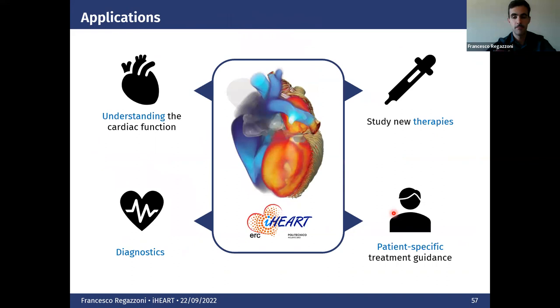So in summary, the iHeart model can be useful for four different applications. The first one is that of basic research, so understanding the cardiac function. It can be used to study new therapies. And then, in a patient-specific way, to perform diagnostics or even to guide the treatment.